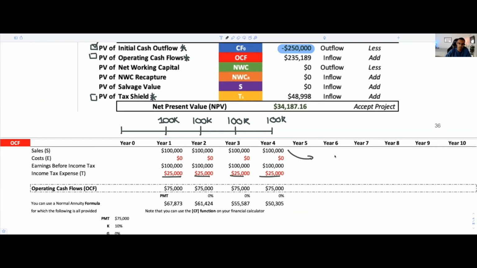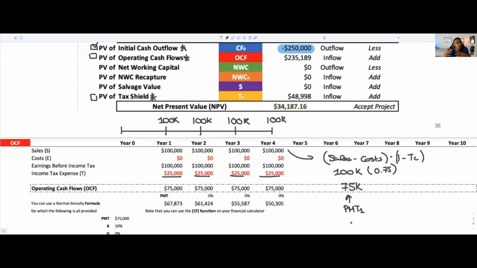Now, what's awesome is that you could simply do sales minus cost times 1 minus the tax rate, and that's going to give you the same amount because you would have 100 grand times essentially 1 minus 0.25, sorry, and that would give you 0.75. That's going to give you 75K as your payment for year one. It's really as easy as that.